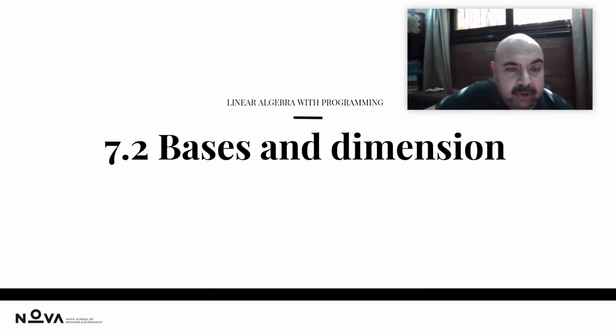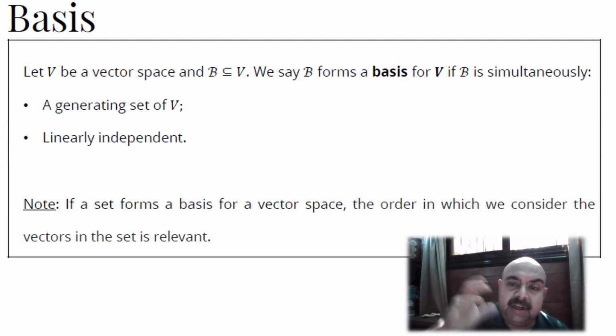Now I will talk about basis and dimensions. I want to put rules to have a basis for any subvector space, and it's very, very simple. From the definition, let V be a vector space, and beta is a subset of V. We say that beta forms a basis for V if this set satisfies two main conditions.